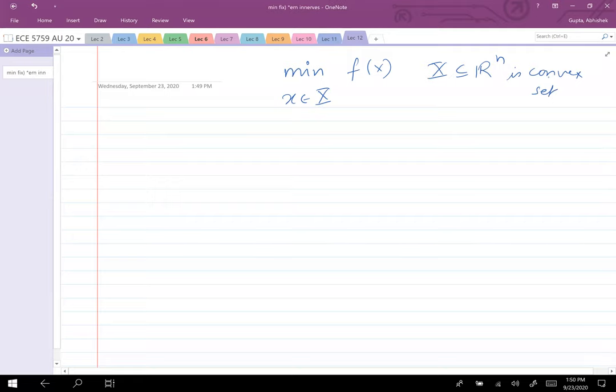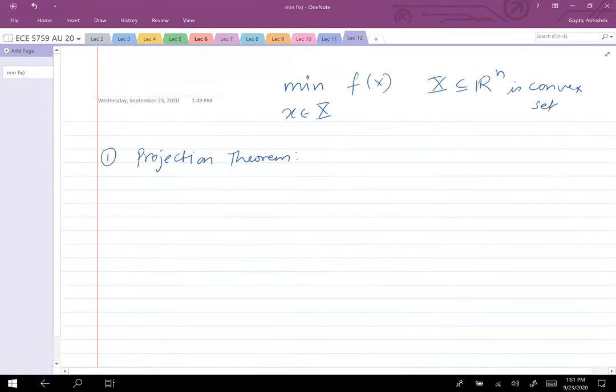In order for me to introduce some algorithms for solving this kind of problem, let me introduce two concepts. The first one is the projection theorem. In the previous class, one of your friends suggested that if we are running gradient descent and we go out of the convex set, then we should project the point that is outside the convex set back into the set.